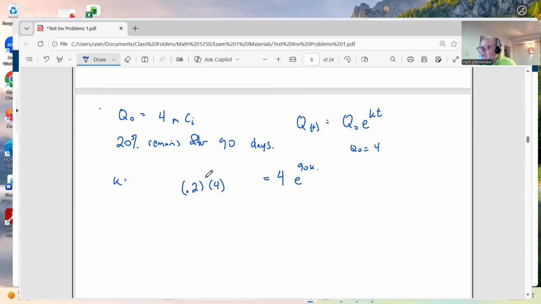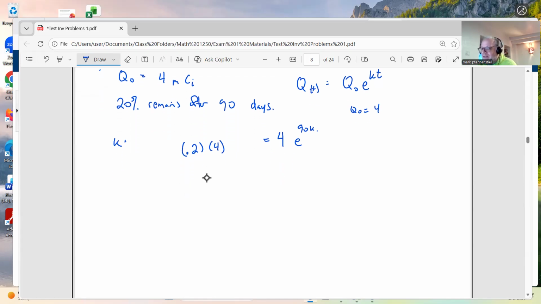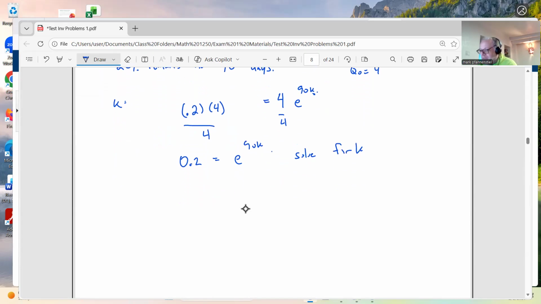So we're going to figure out what k equals based off of this information. My first move is, eventually I want to take a natural logarithm because I've got a variable in the exponent position. So let's divide both sides by 4. We end up with 0.2 is equal to e to the 90k. Again, the goal is to solve for k. We have a variable in the exponent position, that's our k. The way we get it down is we take the natural log of both sides.